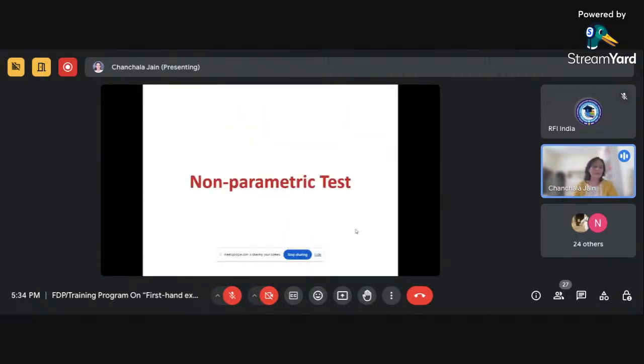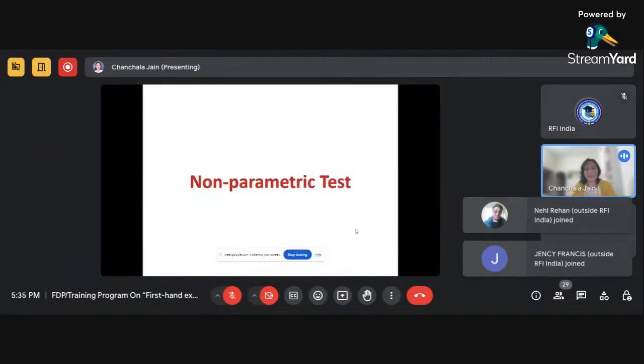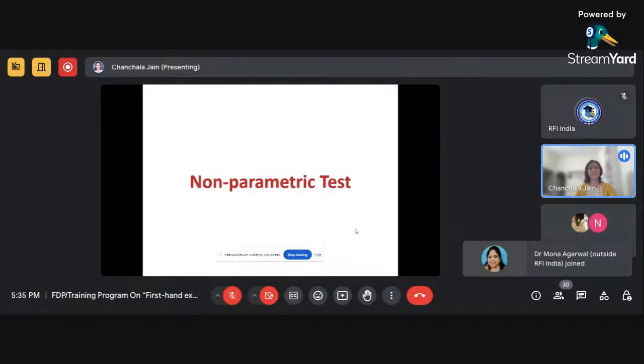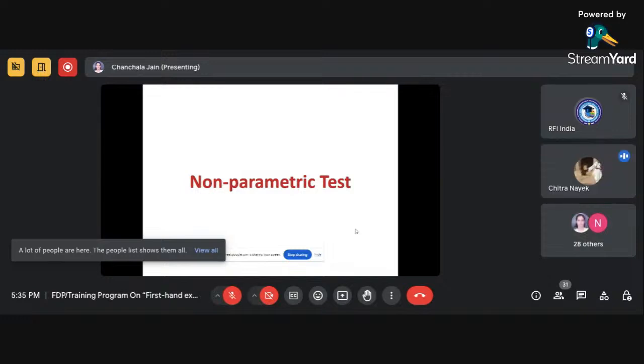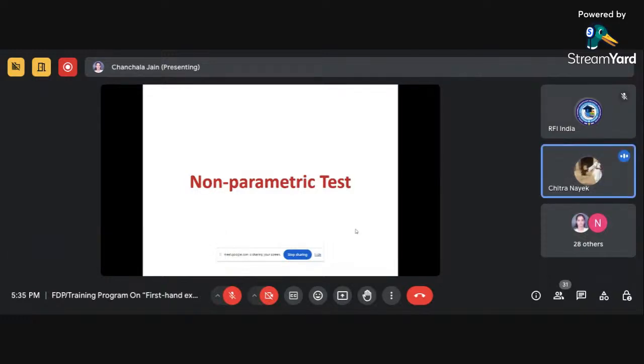I'll start with the term non-parametric test. I think at day 1, I discussed that there are two types of statistical tests in statistics. One is parametric and the second one is non-parametric. So can anyone unmute themselves and tell me what you understand by the term non-parametric test? Yes, chi-square is a non-parametric test. Okay, fine. Anything else? Chi-square test.